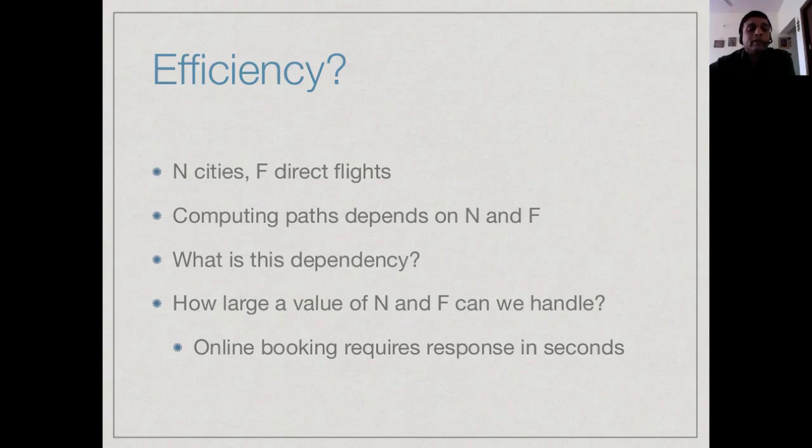Remember that this kind of an answer is typically required when somebody is making an online booking, and you want to reply in a few seconds, right? It's not enough to come back after an hour and say, yes, there is a flight from Trivandrum to Calcutta. So what is the limit of our efficiency? Can we scale this algorithm to cover multiple airlines? So we have a website which actually says across all airlines, I can take you from place A to place B. That depends on how large a value of n and f we can handle.